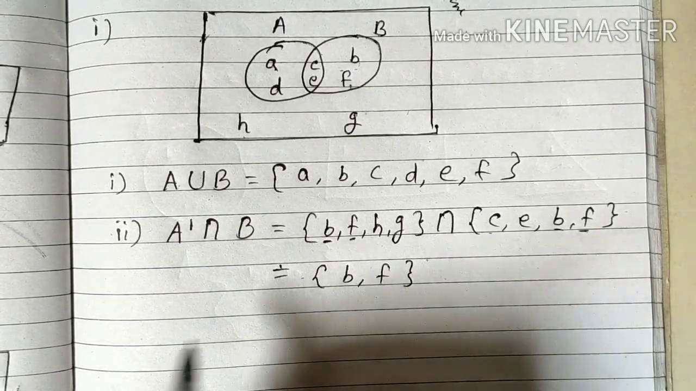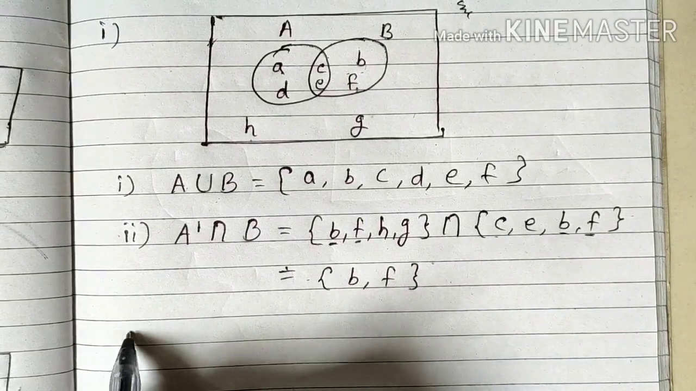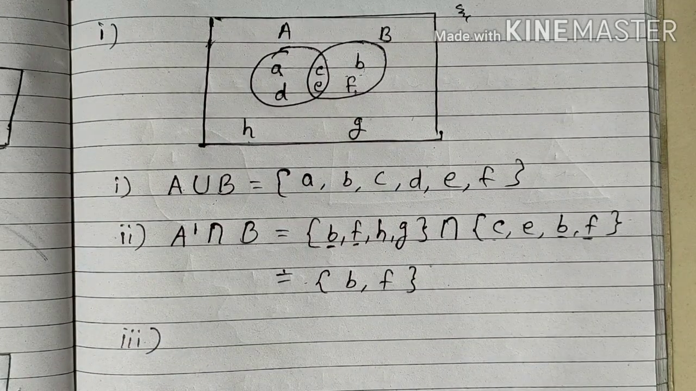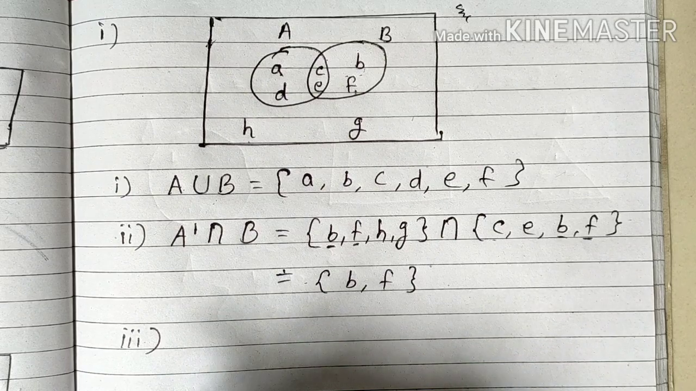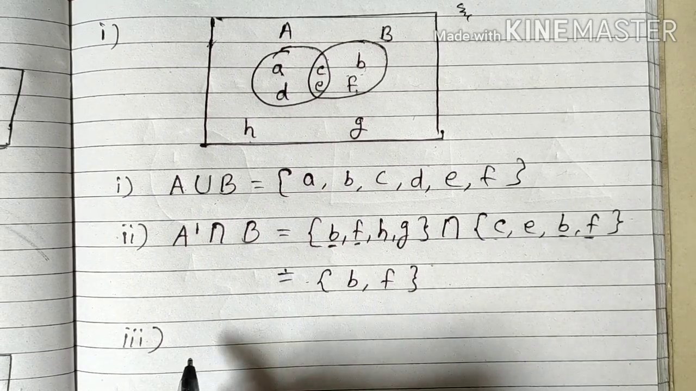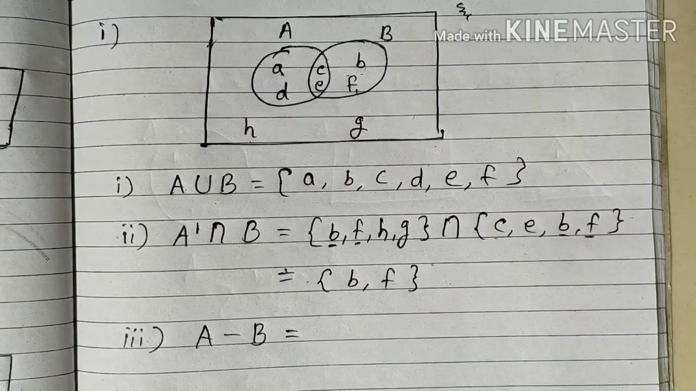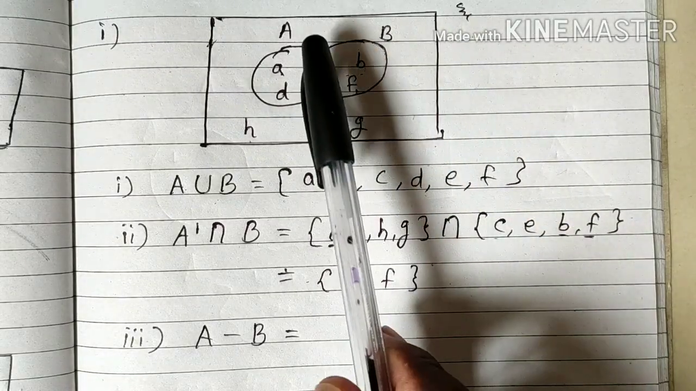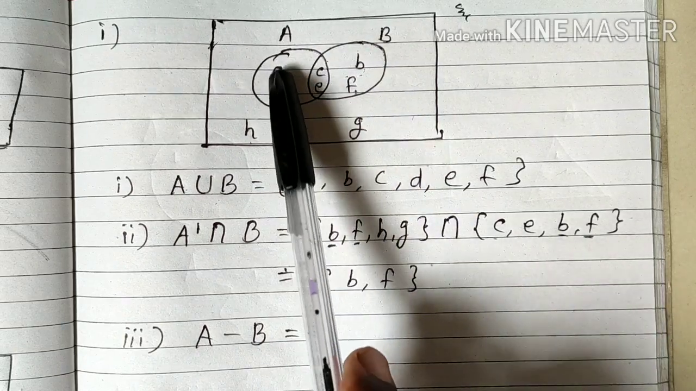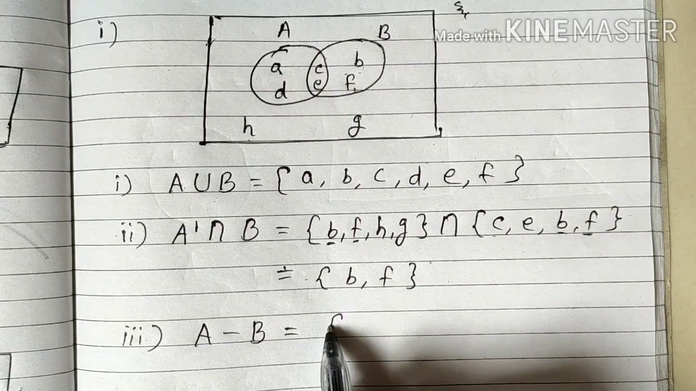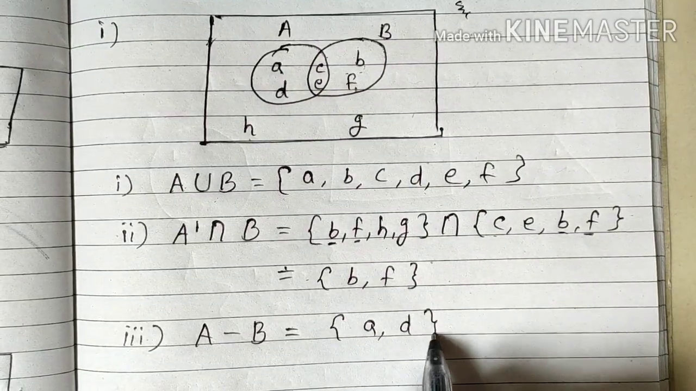Next, the third part we want to find out. What is the third part that we want to find out? It is A difference B. A difference B means those elements which are present in A but not present in B. Such elements are only A and D. Got it?